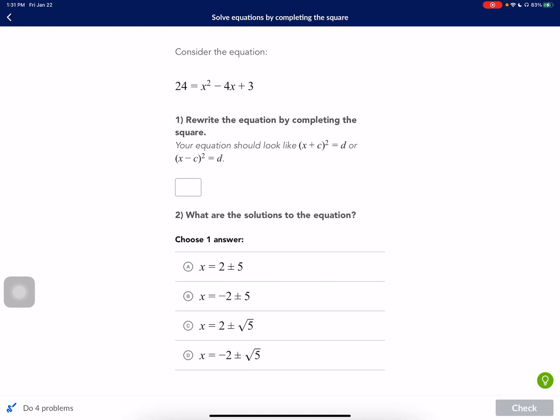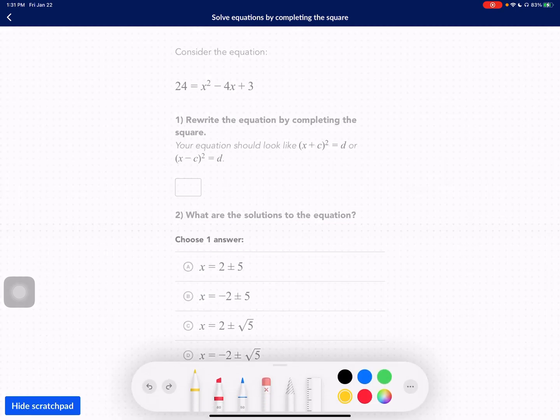Okay, here is a Khan Academy I've assigned called Solve Equations by Completing the Square. So it looks just a little bit different than what you were used to. Part of it is asking you to rewrite the equation, so I wanted to do this one to give you an example. I'm going to just rewrite the 24 to the other side of the equation like that.